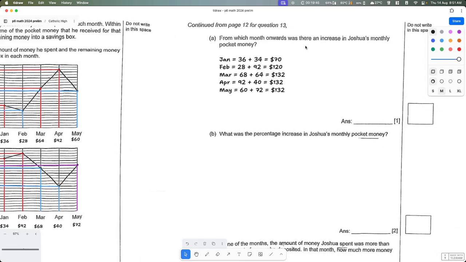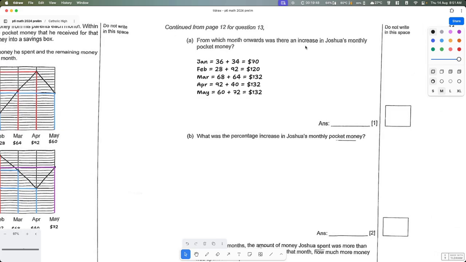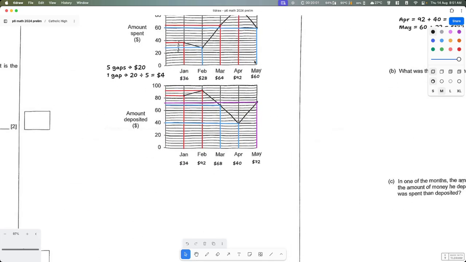From which month onward was there an increase in Joshua's monthly pocket money? So the answer to this is, wait, let me double check first. Oh, okay, sorry.